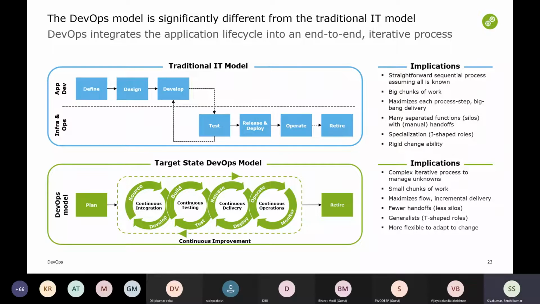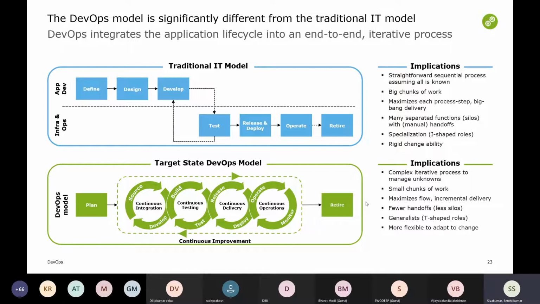If you select the DevOps model, what are the implications? A complex iterative process to manage the unknown, small chunks of work, maximized flow, incremental delivery, fewer handoffs, generalized T-shaped roles, and more flexibility to adapt to change. So this process is derived from the principles of DevOps to people, and the people make a model, and the people model is delivered into the plan. The plan will be integrated into its four deliverables of capacities. So this is the difference in the target state DevOps model at the moment.